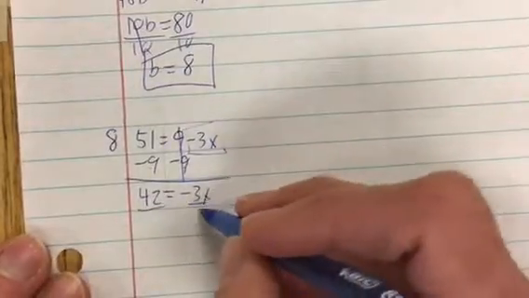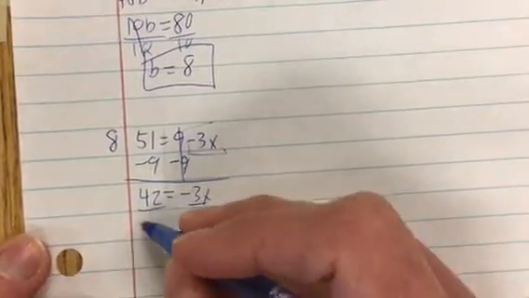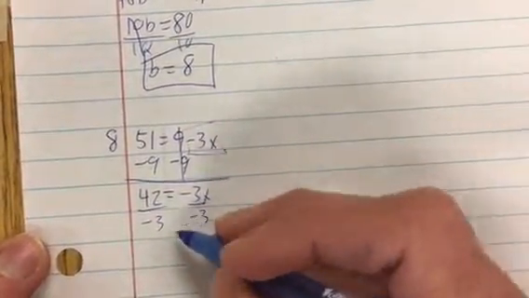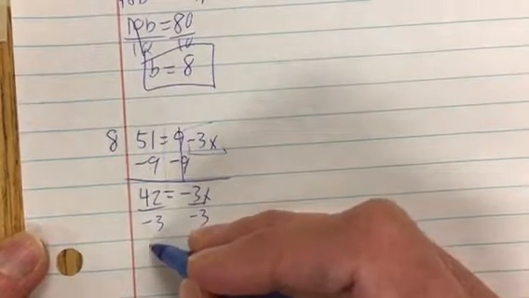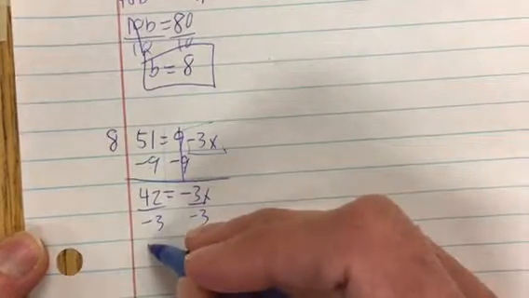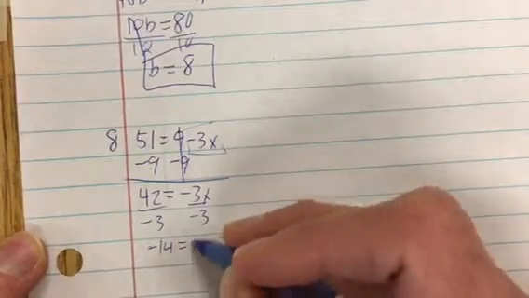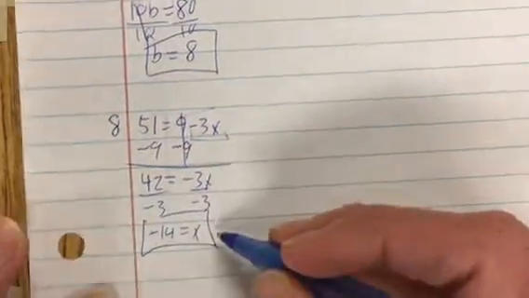And then divide both of those by negative 3, and we end up with, what is that? Divide by negative 3, I think it's negative 14, equals x, or the other way around.